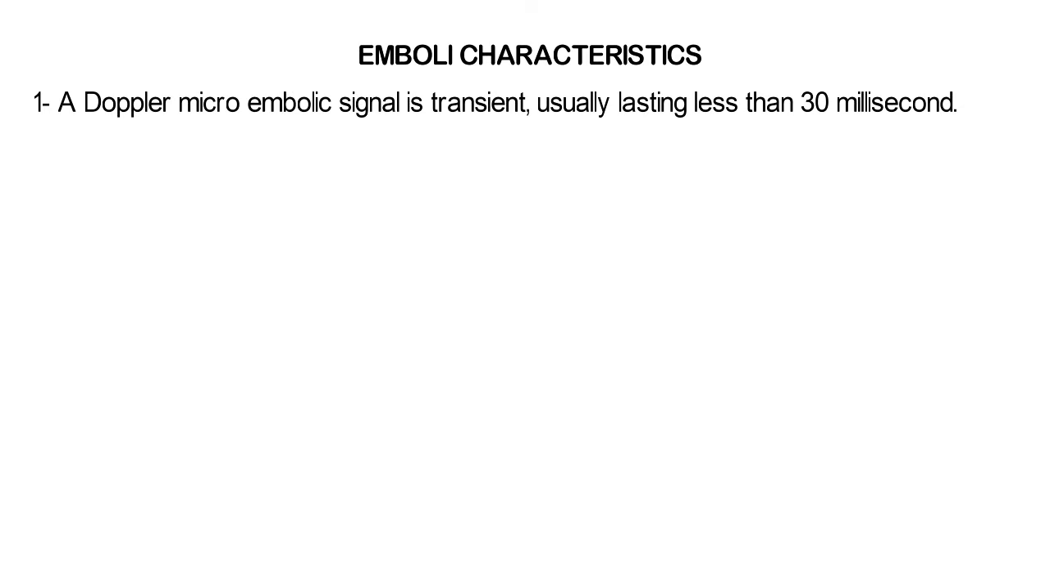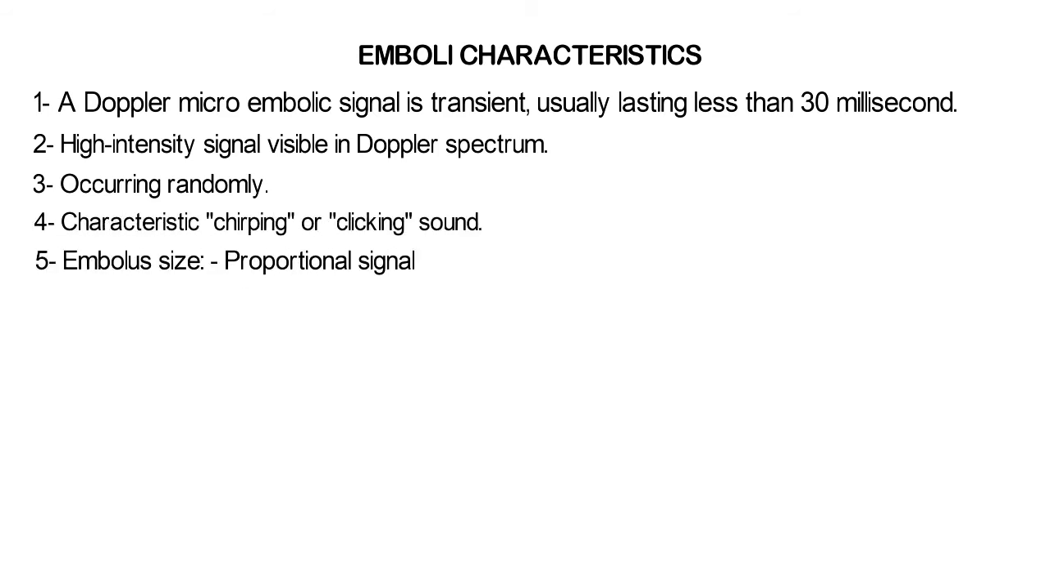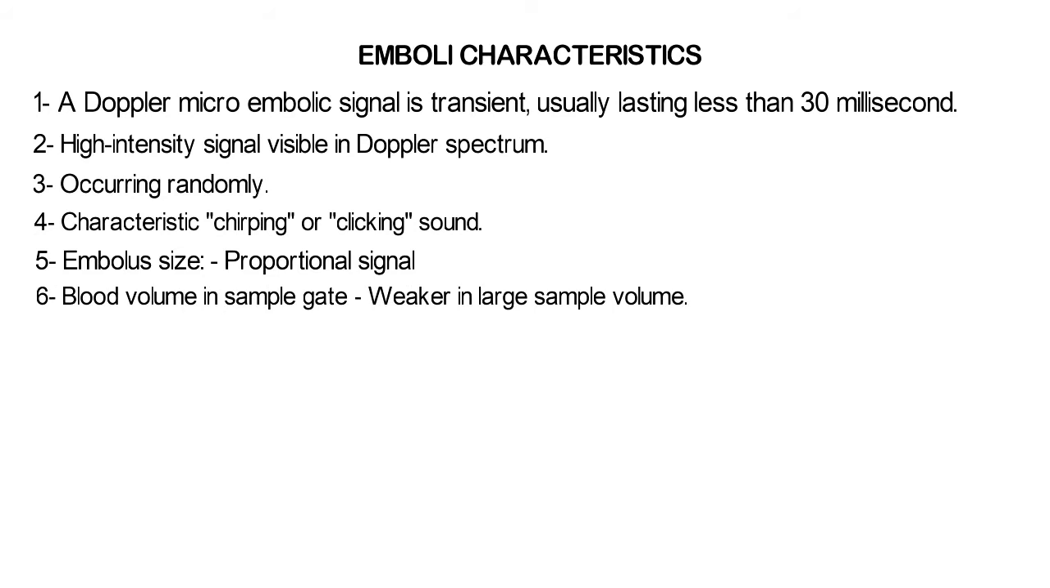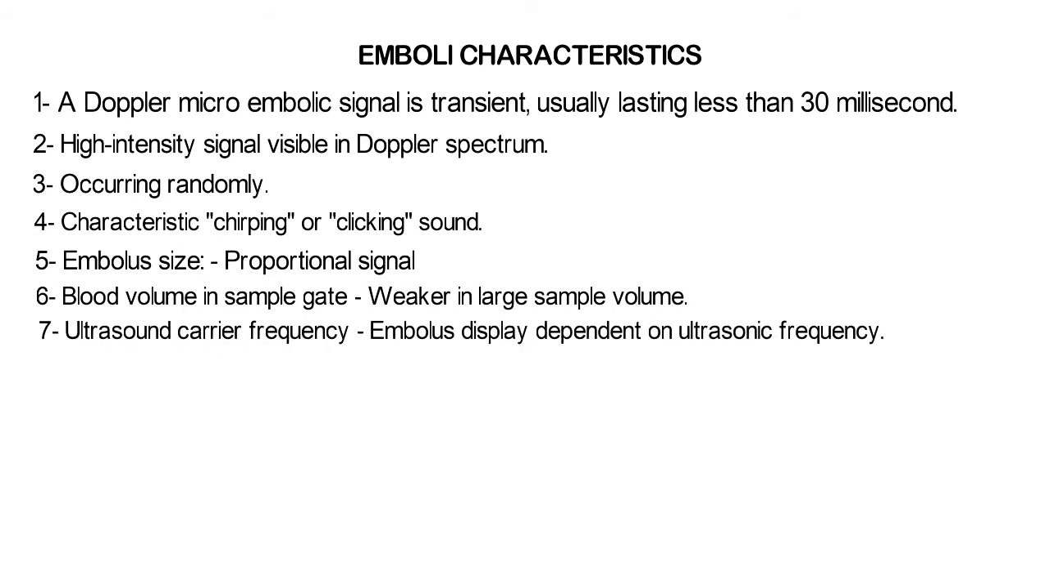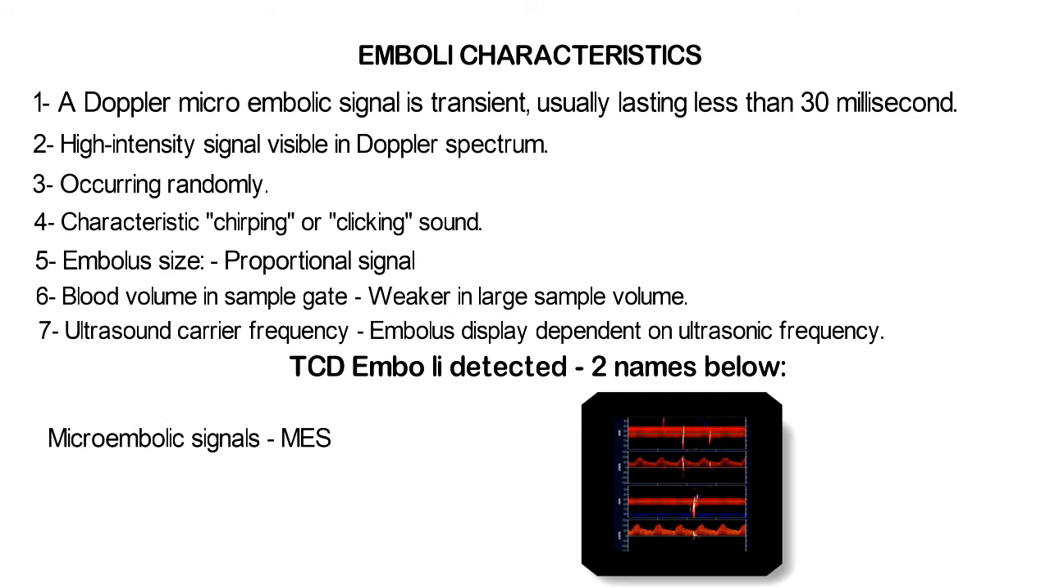Emboli characteristics. A Doppler microembolic signal is transient, usually lasting less than 30 milliseconds. It is a high-intensity signal visible in the Doppler spectrum, occurring randomly, with a characteristic chirping or clicking sound. Embolus size is proportional to signal intensity, blood volume, and sample gate; it is weaker in a large sample volume. Ultrasound carrier frequency: embolus display is dependent on ultrasonic frequency. TCD emboli detected have two names: microembolic signals, MES, and high-intensity transient signals, HITS.